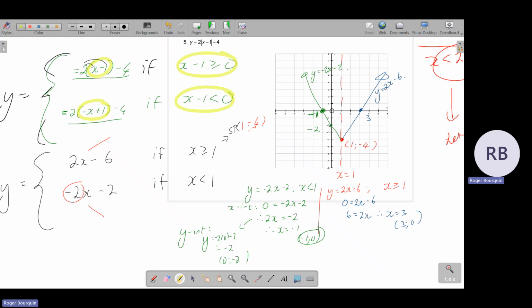Together, what have we just drawn? You've drawn the graph of y equals 2 absolute value of x plus 1, minus 4. It's painful. Right, quickly, domain, range and axis of symmetry. Then we'll have a break.